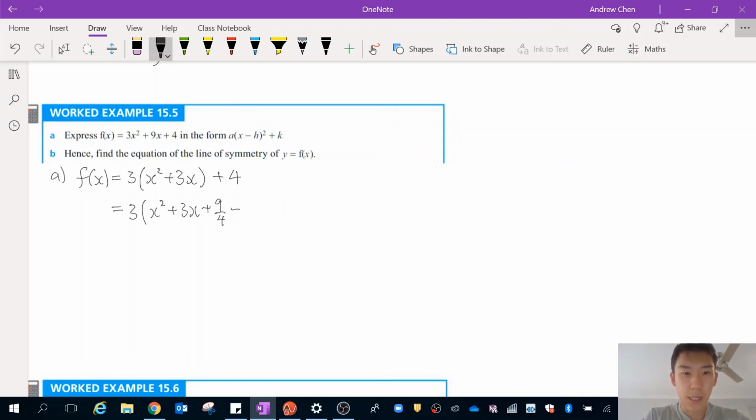Now we also need to take away 9 on 4, because otherwise we're just adding 9 on 4 and changing our equation. So we need to take that away to essentially make a 0. So we haven't changed the equation. It's like adding 0 to the equation. So like that. Now we can complete the square. So this becomes (x plus 3 on 2) squared.